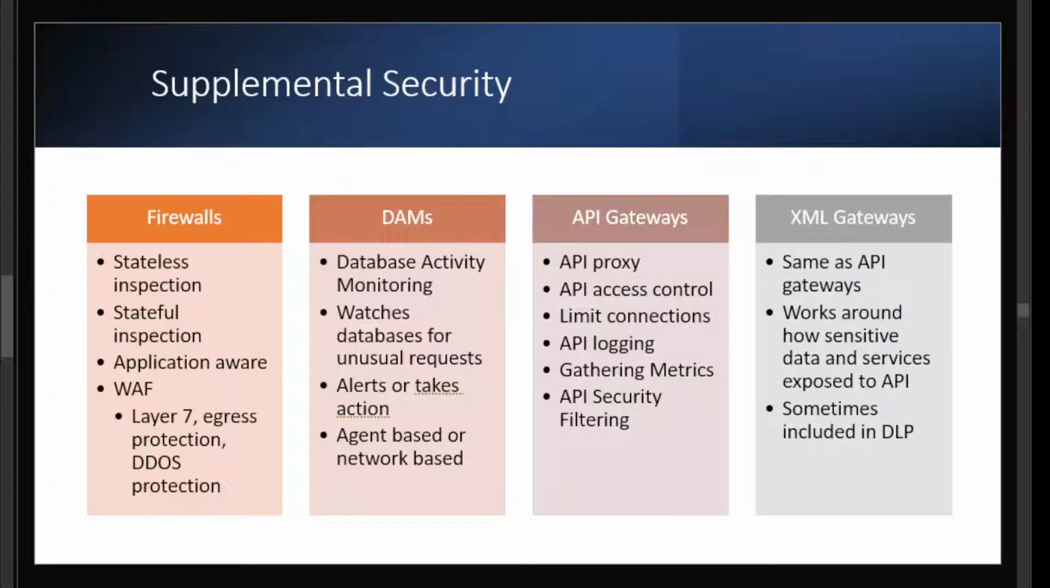Of course, the next thing is DAMs, which are database activity monitoring. These monitor for unusual requests. They watch databases specifically for that, and they can alert or take action. They can be agent-based or network-based. And this just means that the agent resides on the machine or an instance of the database, or a network component monitors traffic to and from the database.